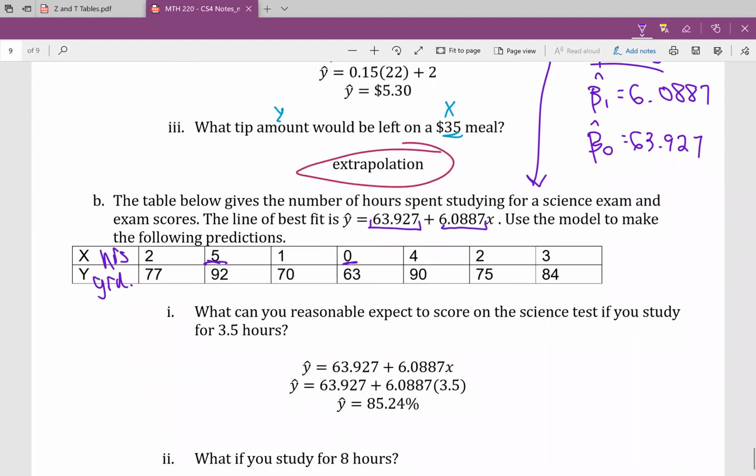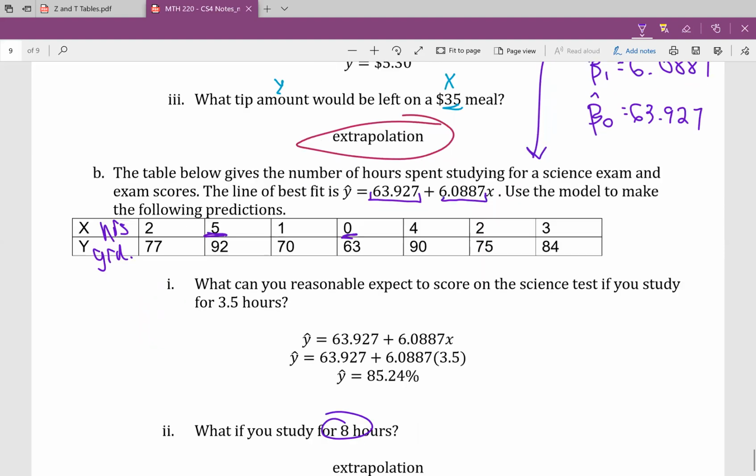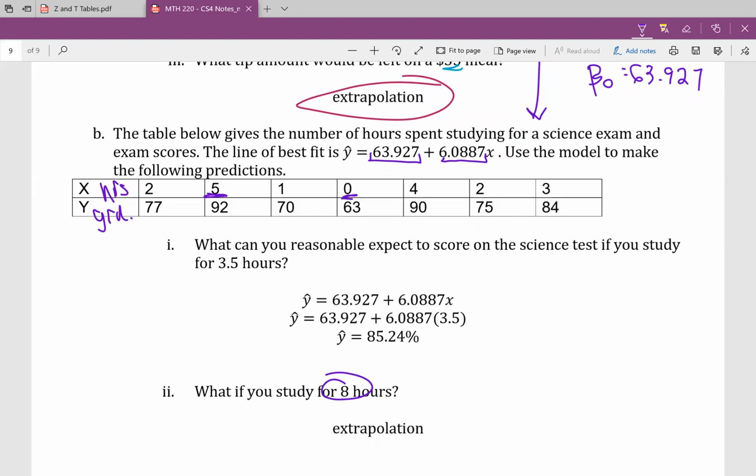Okay, part 2. What if you study for 8 hours? Are we allowed to plug in 8 into our line of best fit? Our X values start at 0 and go up to 5. So 8 is outside of that range of what we know about. So this problem would also be extrapolation. Can you physically plug in 8 and get a number? Sure. Is it going to be a bad prediction? Yes. Don't make bad predictions. That's what's called extrapolation.